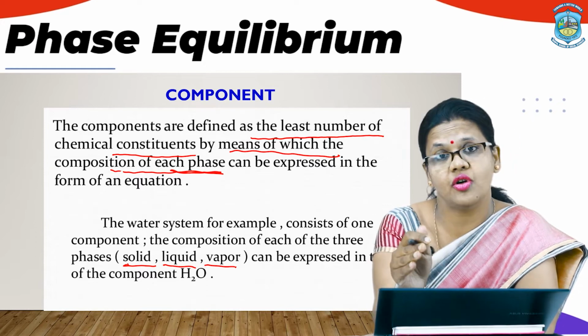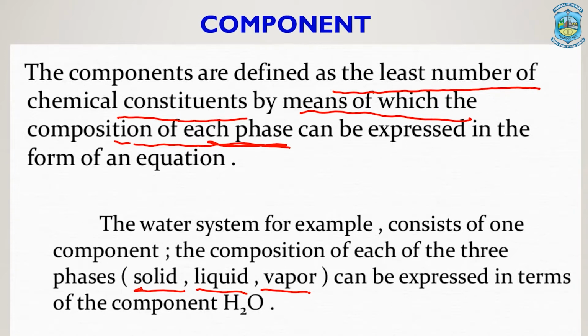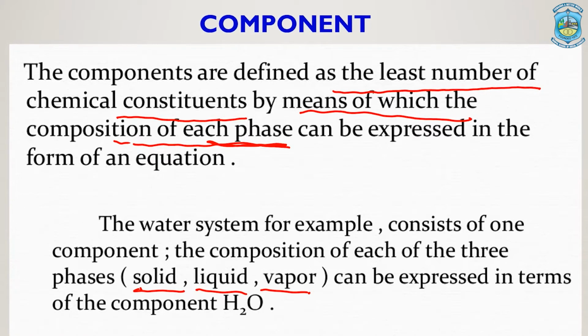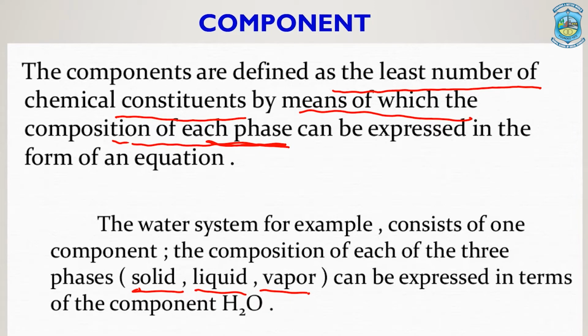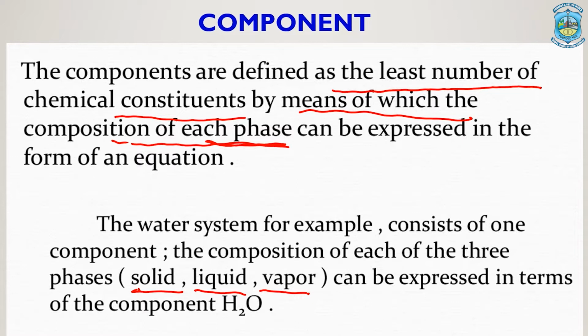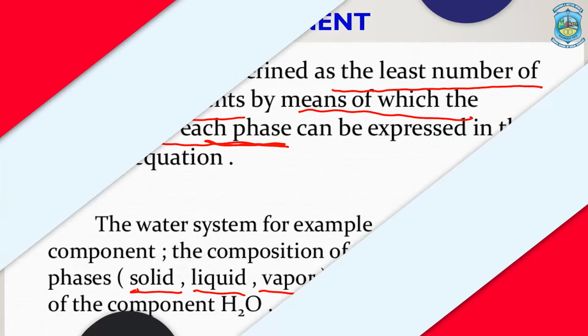But if I talk about the chemical composition, ice will also be expressed by the formula H2O, because its chemical composition is H2O. Same in case of liquid water and same in case of steam. So to express all the three phases in this water system, we only need one chemical composition, which is H2O. So it is a one component system.